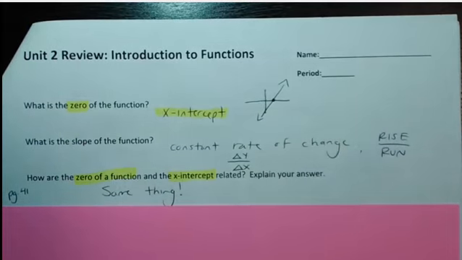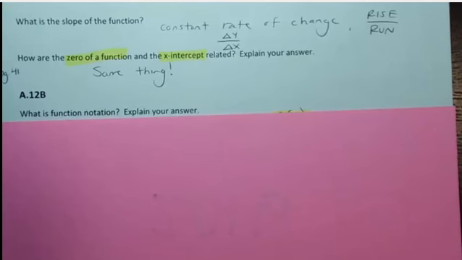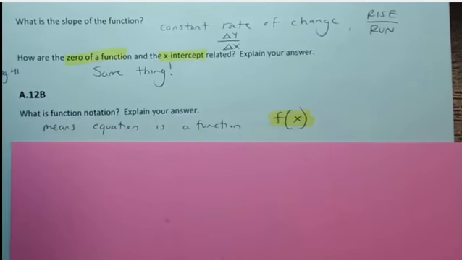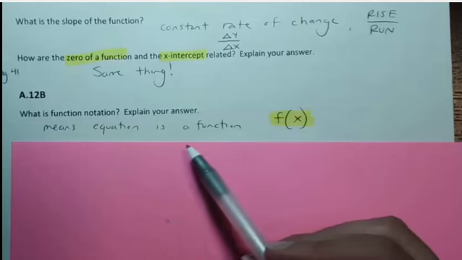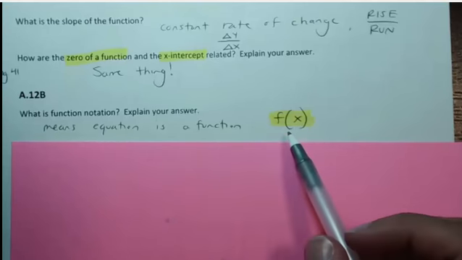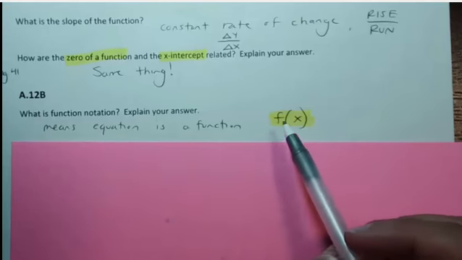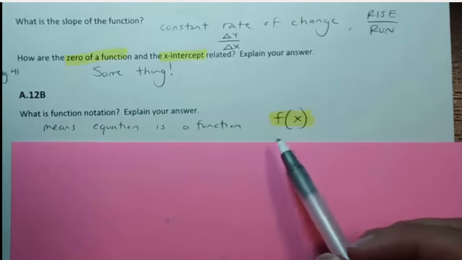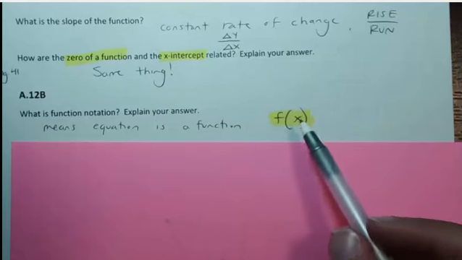Okay, function notation. This goes under the TEK A.12b. Function notation is really just our f of x. It means the same thing as y. Okay, it just means that the equation is a function. All the x's are different. Function notation is f of x.